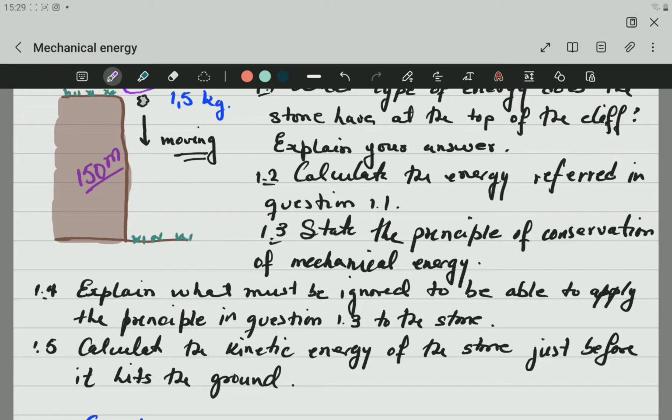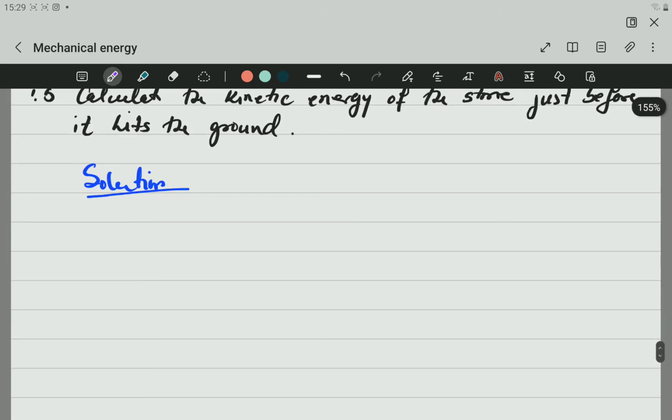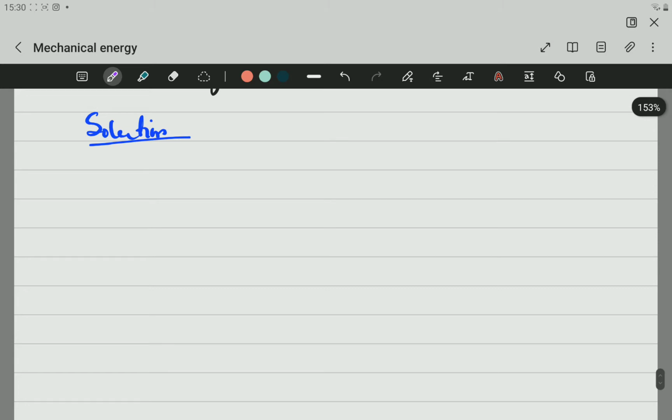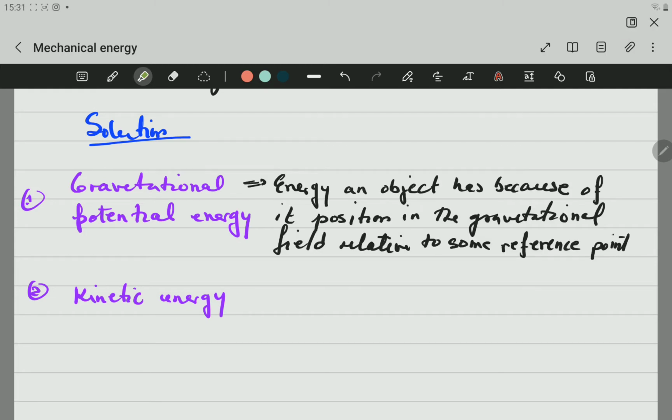Alright, so now saying that, let's begin with question 1.1. What type of energy does the stone have at the top of the cliff? And explain your answer. Now, in this case, we have two main types of energy. Okay? And those energies were gravitational potential energy and kinetic energy. So, what is gravitational potential energy? The gravitational potential energy is the energy an object has because of its position in the gravitational field relative to some reference point.